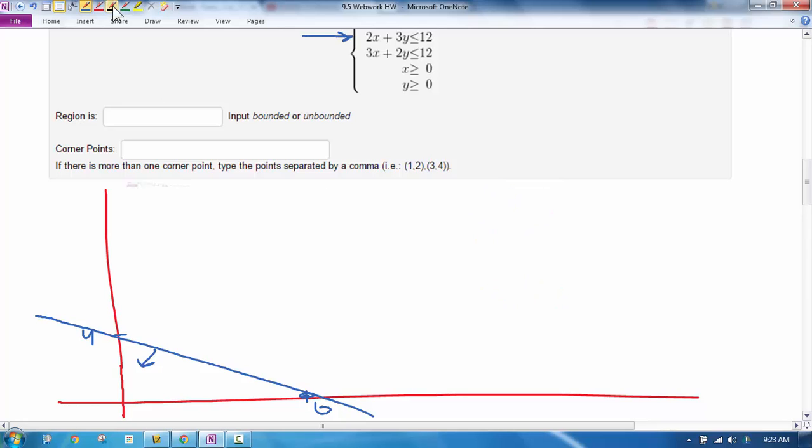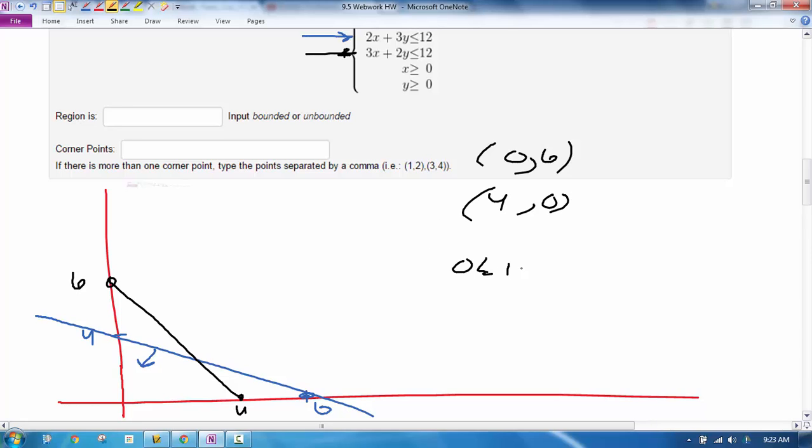Okay, the next line then, do the same thing. Plug in 0 for x. I'm graphing this line now. And you get 6 for y. And then plug in 0 for y, and you get 4 for x. So that's this line here. Figure out which way to shade. Plug in 0, 0, and you find that 0 is less than or equal to 12 is a solution set. Therefore, I'm going to shade below the black line. If I shade both of those parts, I get this is my solution set.